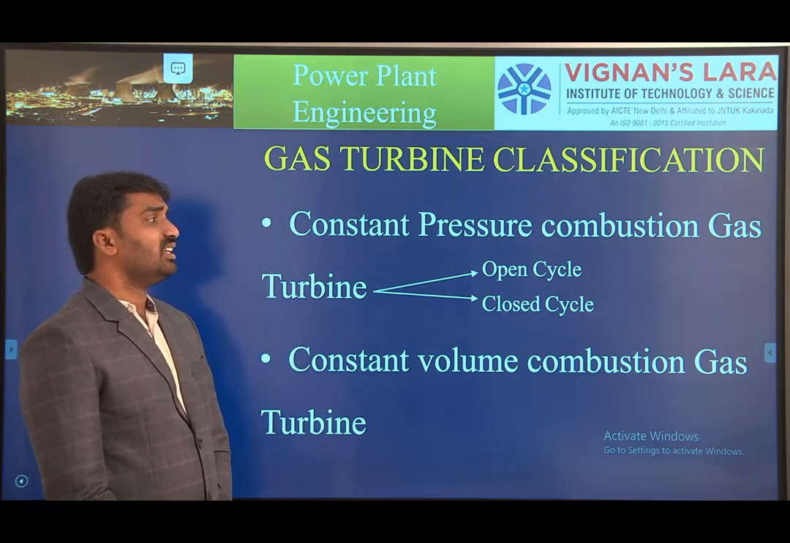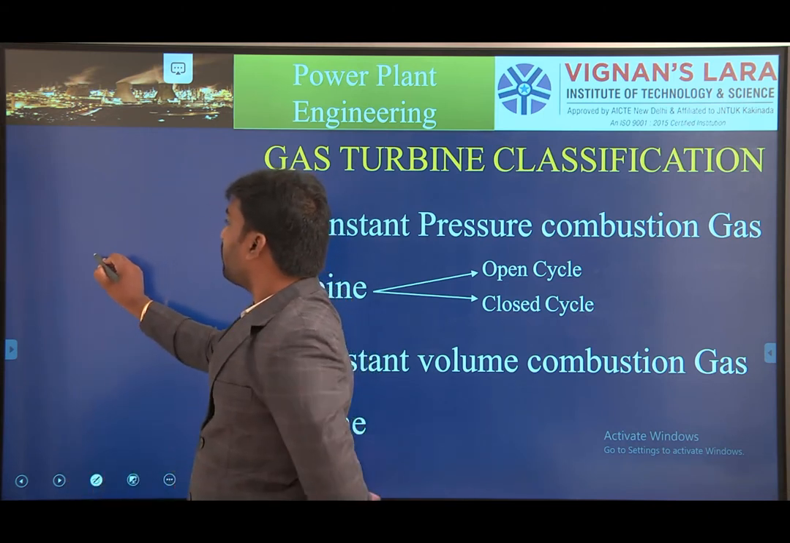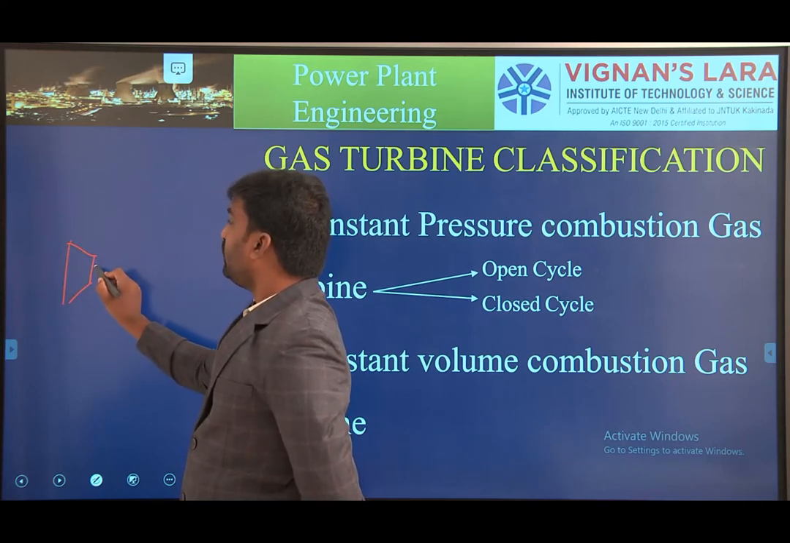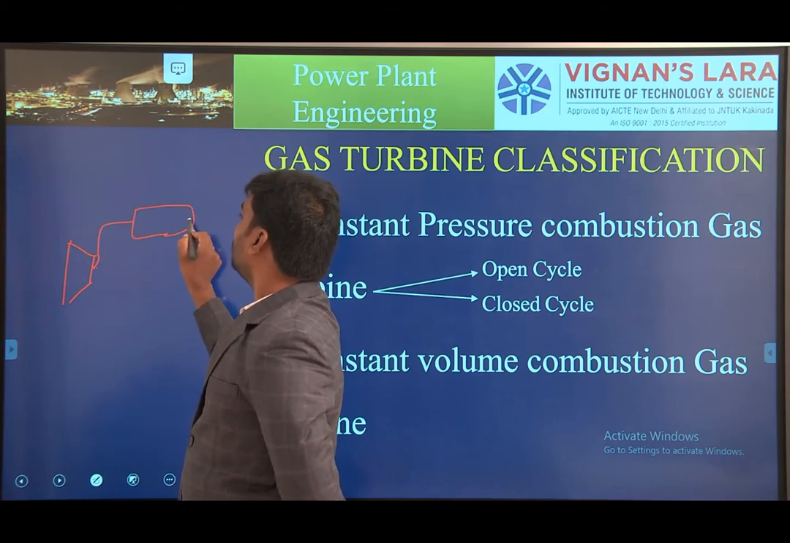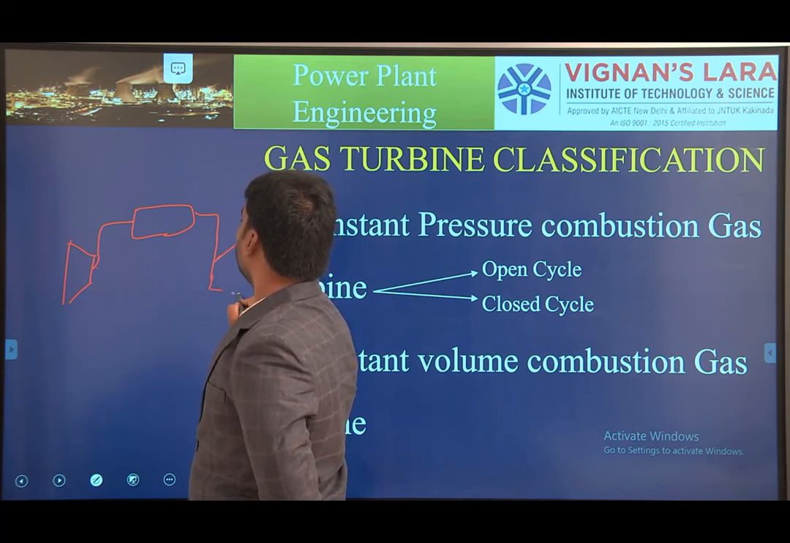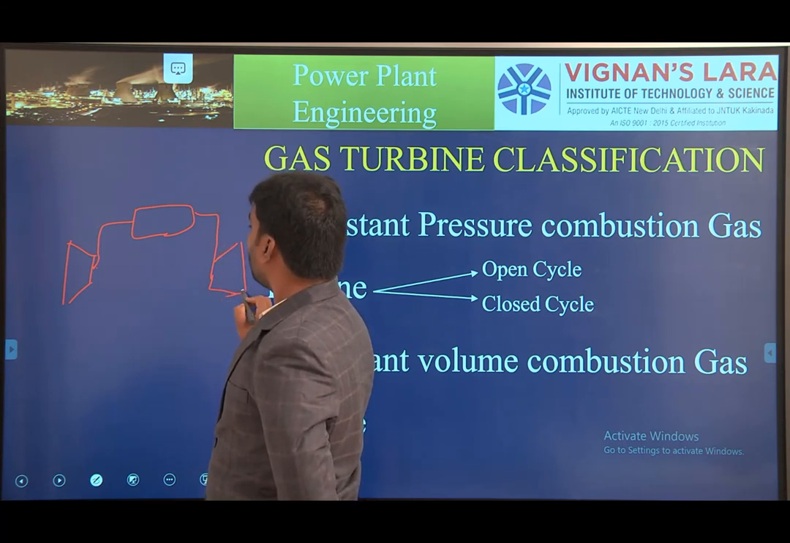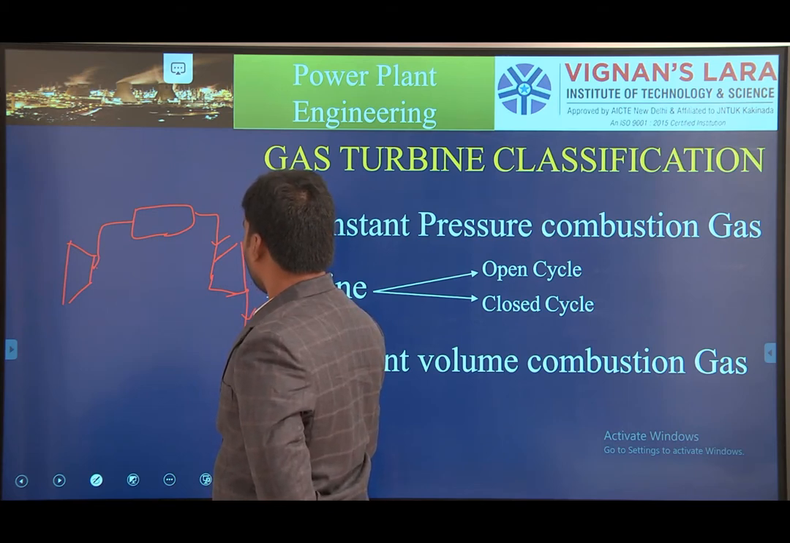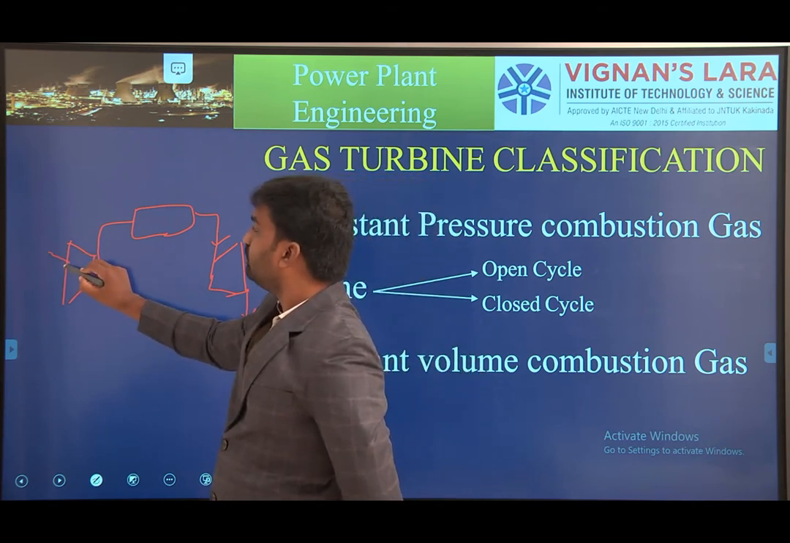Okay. So open cycle means we do the process one time only. For example, if you do the compression process here, this is the compressor. That compressor is connected to a combustion chamber. After the combustion chamber, that is connected to a turbine. Okay. So after the combustion process, it is automatically exhausted to the environment. Exhausted to the environment. So this is the compressor.